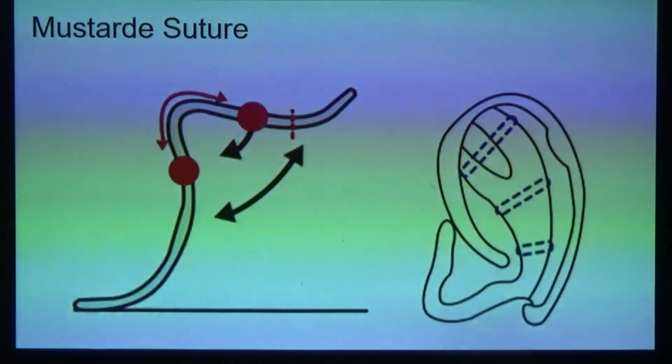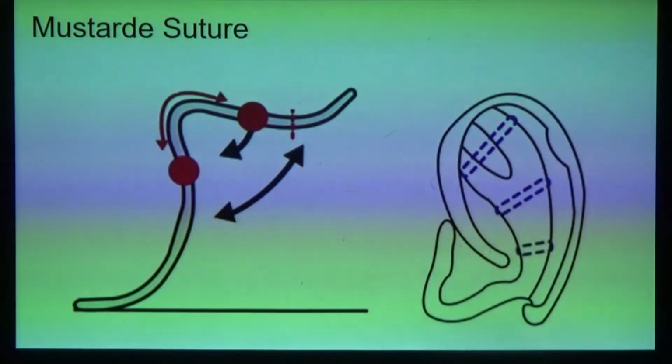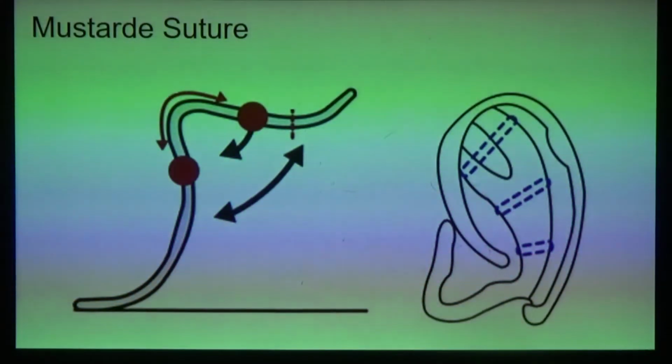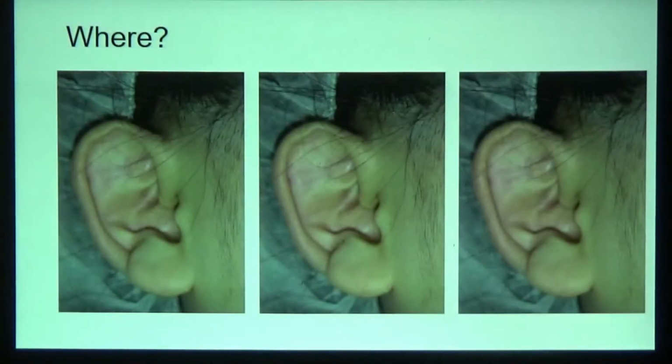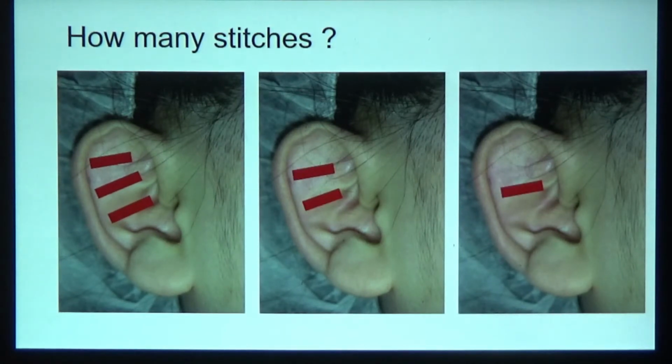This is a schematic description of Mustardé suture. Stitches are applied to the auricular cartilage. Tying the threads decreases the prominence of the auricular cartilage. The issue is where we should apply the stitches. Should we apply them in the upper part or lower part of the auricular cartilage, or in between? Before deciding the positions, how many stitches should we apply in the first place? 3, 2, or 1?